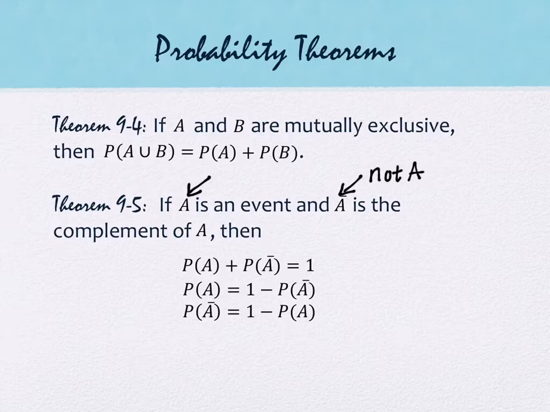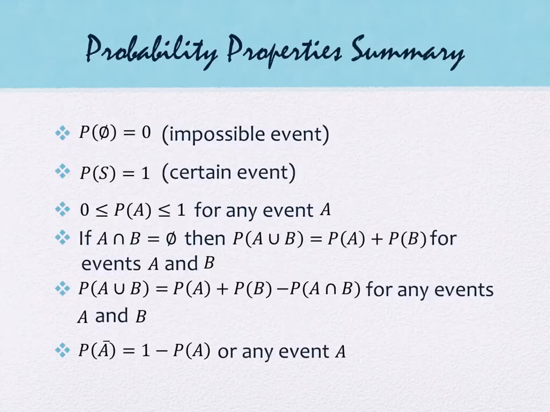So these are all these theorems, and what we're going to actually do next is put them all in a contained space, all together. So these are a summary of our probability properties from those theorems. All the things that we just discussed put together in one sort of chart.